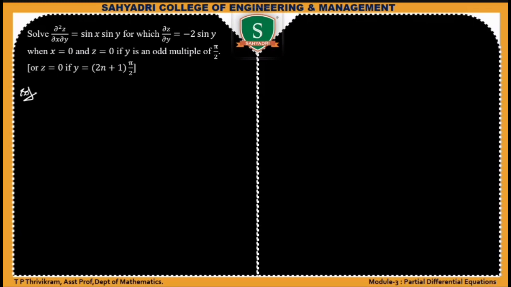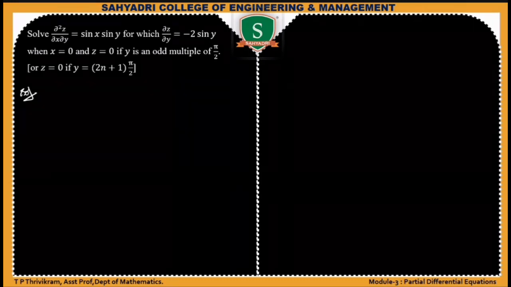Okay, so that means he has given two conditions, because we know that we are going to integrate twice. So when you are integrating twice, you will get two arbitrary constants. So to find the two arbitrary constants, he has given two conditions. So using these conditions, we are going to solve for the arbitrary constants or arbitrary functions also. Okay, so let us see. The procedure is same as the previous problem.